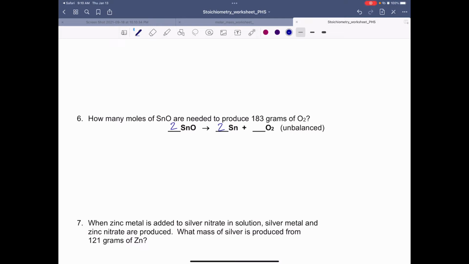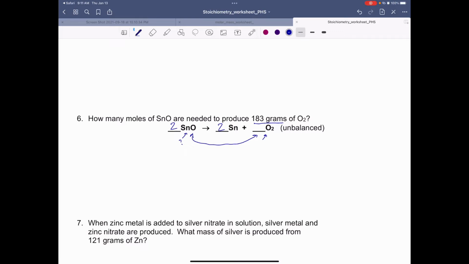So the question is, how many moles of this thing do we need to produce a certain number of grams of here? So we're interested in these two, the relationship between those two. Again, notice that we have grams here. In order to do the relationship between these two things, we need the number of moles. We got to do a mole ratio. So our first job is to convert 183 grams of O2 into moles of O2, and then we can start using our molar ratio to figure out how many moles of selenium oxide we need.